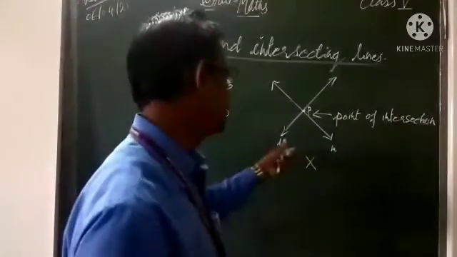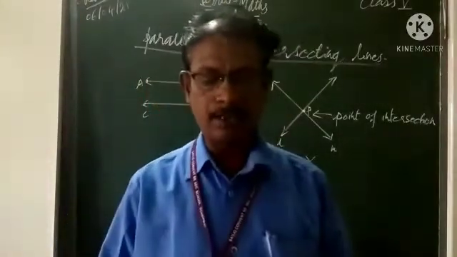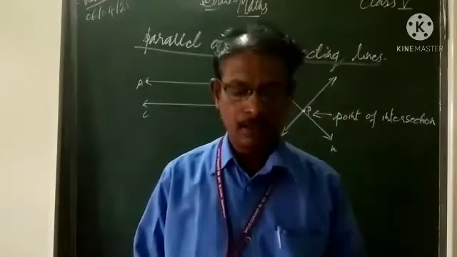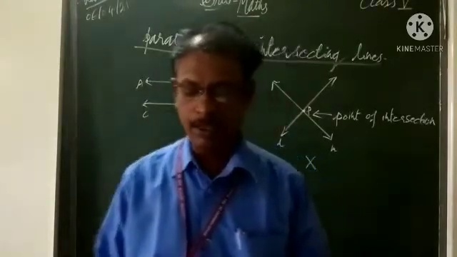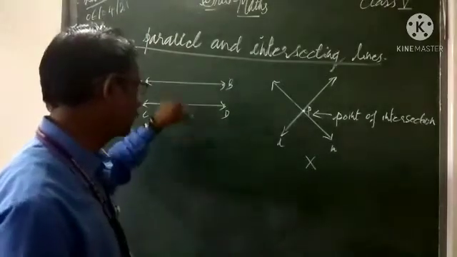But two lines should be there in intersecting as well as in parallel lines. Two lines in a plane are said to be parallel if they do not meet.